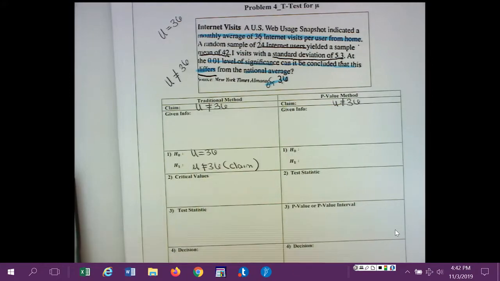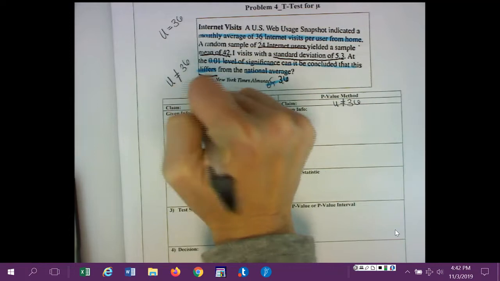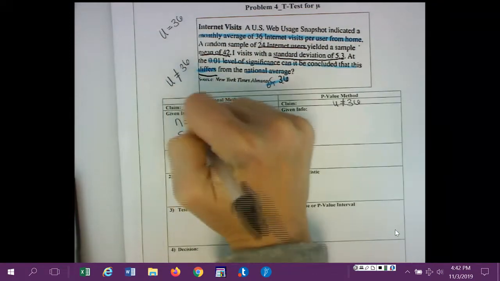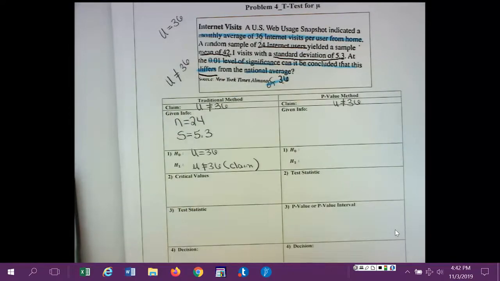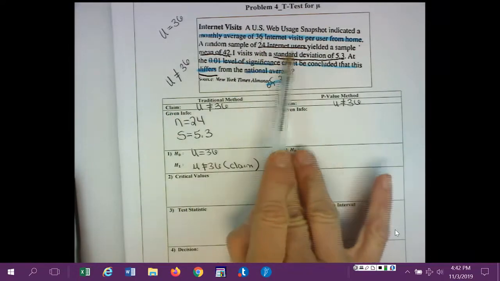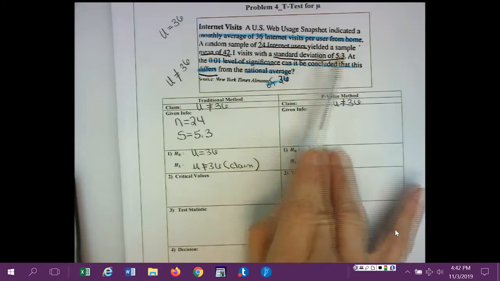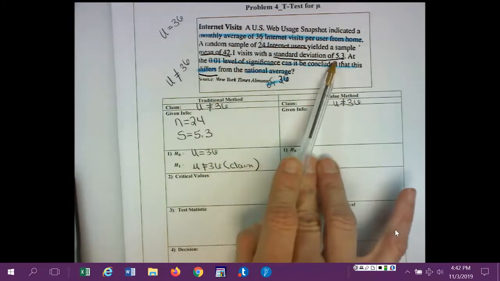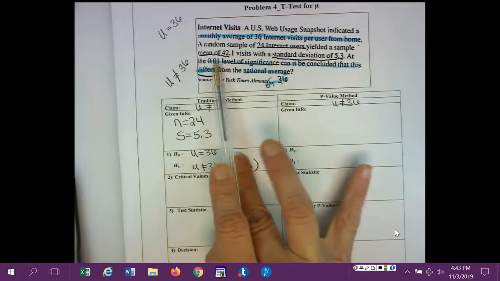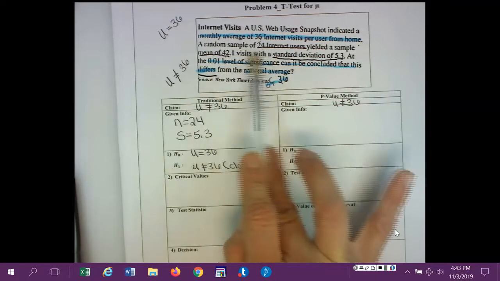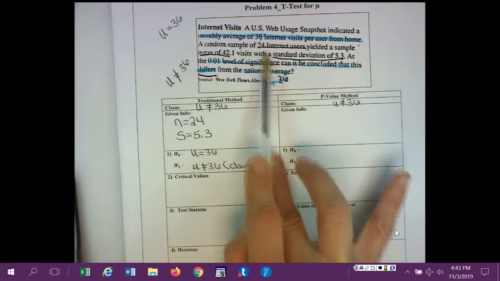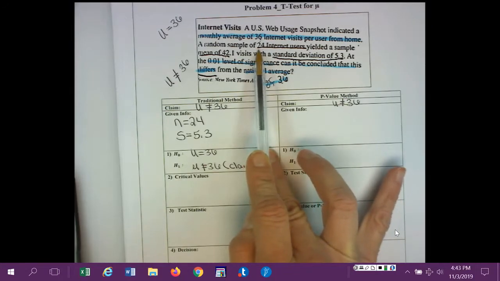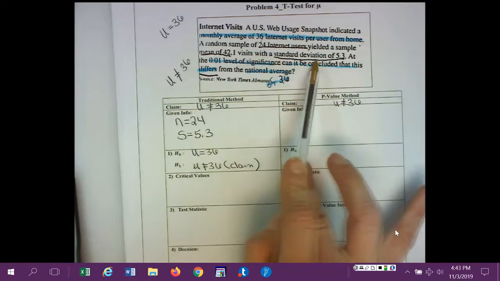Okay, so they take a sample of 24 internet users with a standard deviation, and that's S. Because in the sentence, a random sample of 24 internet users, they yielded a sample mean of 42.1 visits with a standard deviation of 5.3. That standard deviation in that sentence, referring to the sample mean of 24, is a sample standard deviation, which modifies the sample of 24 internet users. So that is sample standard deviation and sample mean.